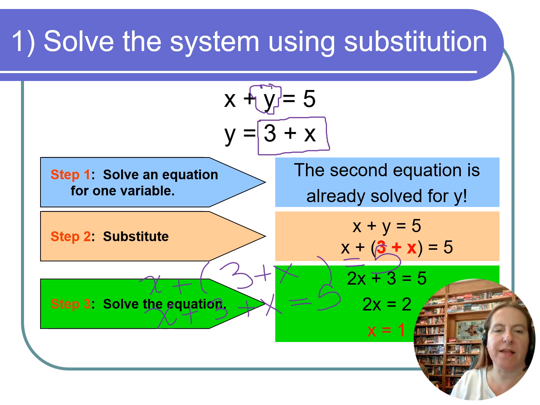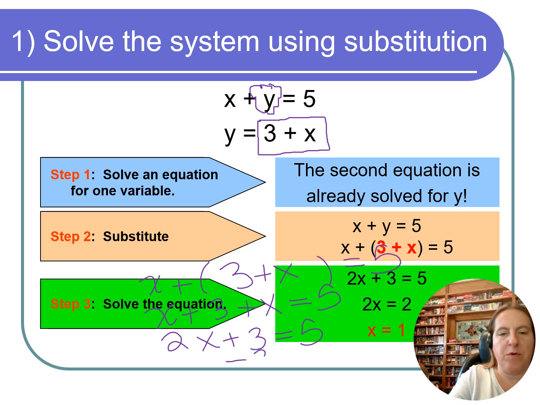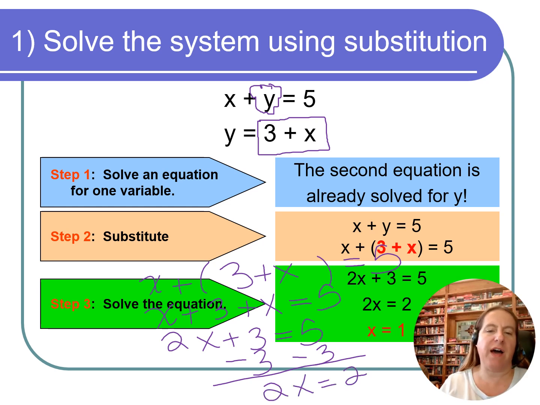I'm going to combine like terms. So I have two x's. So 2x plus 3 equals 5. We want to solve this for x. So we need to subtract 3 from both sides. So 2x equals 2. If we divide both sides by 2, we will have that x equals 1.